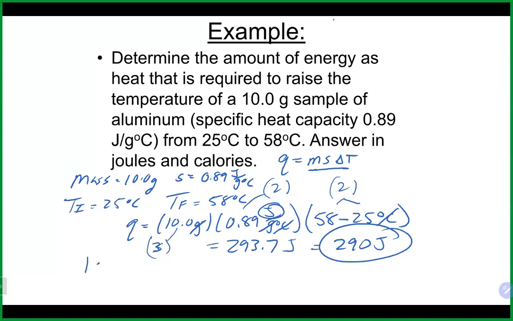It also did want us to convert to calories. So again, 1 calorie is 4.184 joules. We can use the rounded number since we have it there. We'll do 4.184 joules per calorie. Joules will cancel.